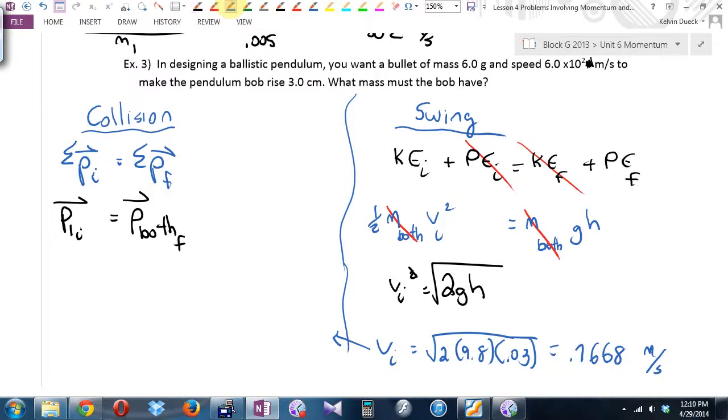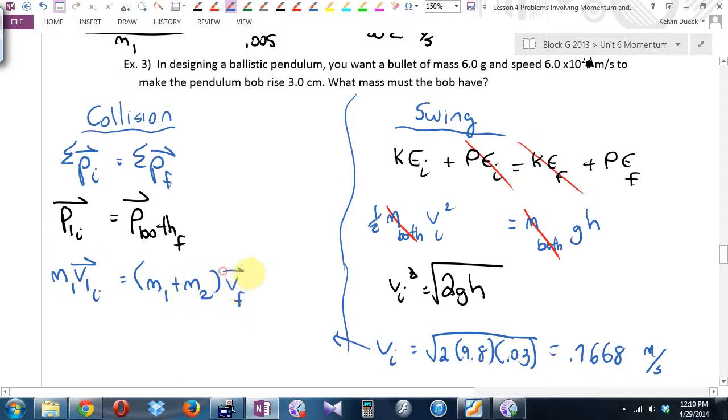Now, by the way, don't get momentum confused with change in momentum, because change in momentum means you're going to need two momentums, final minus initial, two velocities, or force times time. Here, just got the one. Momentum is mv. So momentum one is going to be m1 v1 initial equals m1 plus m2 v final.